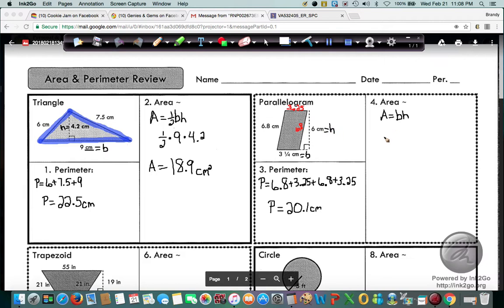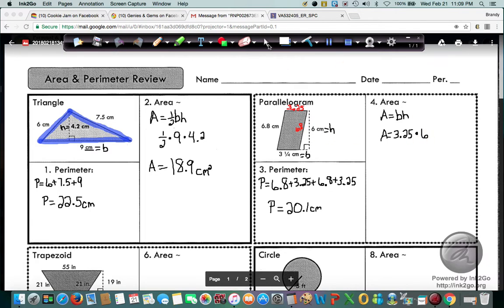And now you just plug it in. So step 1 is formula. Step 2, label. Step 3, plug them in. So area is going to equal base, which is 3 1/4, 3.25. And remember, when they're right beside each other, that means times height, which is 6.